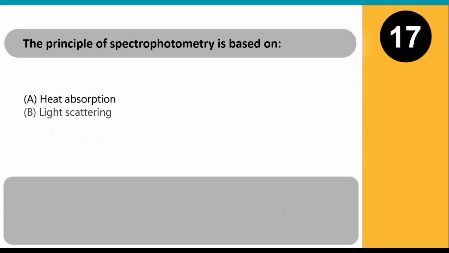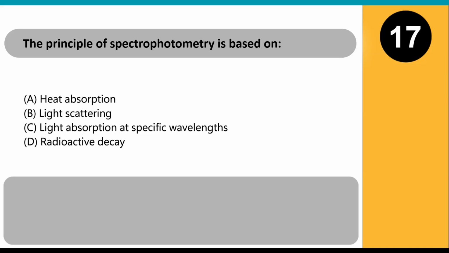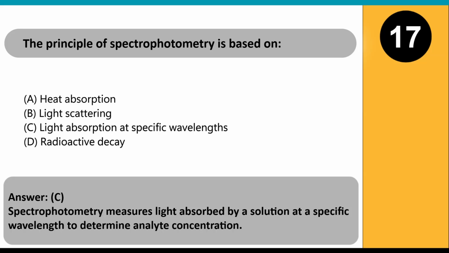The principle of spectrophotometry is based on A. Heat absorption. B. Light scattering. C. Light absorption at specific wavelengths. D. Radioactive decay. Answer C. Spectrophotometry measures light absorbed by a solution at a specific wavelength to determine analyte concentration.